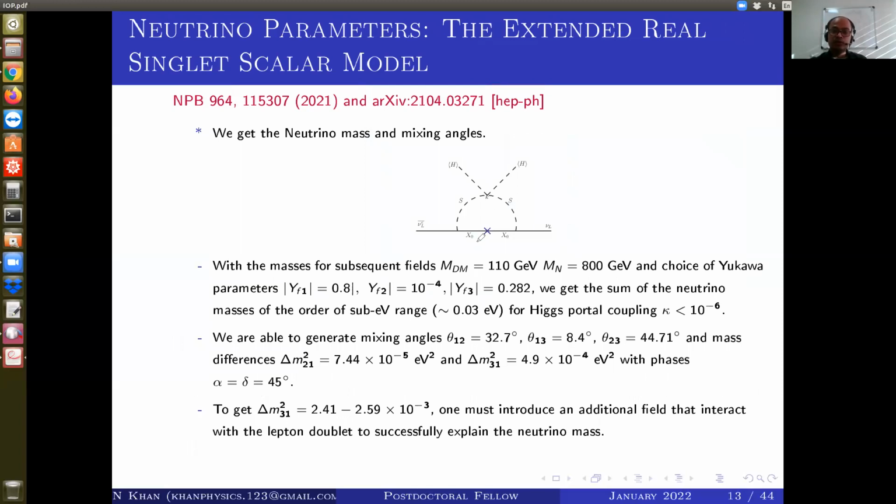Yes, this model also gives you neutrino mass through a radiative seesaw mechanism, and this Yukawa coupling is there, and there is a Higgs portal coupling that basically plays a role in giving the neutrino mass. So in this model we find that you can explain all these parameters, and one thing I just want to say is that if you have only one doublet or one fermion singlet, then you cannot explain all these neutrino parameters. So you have to add one other extra doublet, which may or may not affect the dark matter density. Then in that case you can also explain all these neutrino mass and mixing parameters.